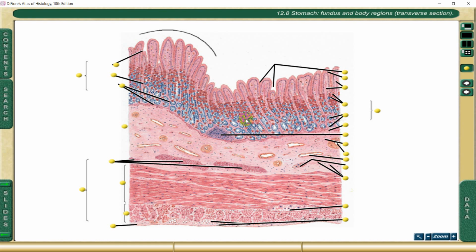Then stem cell, mucous neck cell, parietal cell or oxyntic cell, chief cell or zymogenic cell, and enteroendocrine cell or DNES cell, with the lymphatic nodule with lymphocytes, and muscularis mucosa. Muscularis mucosa in the stomach consists of two layers: inner and outer.